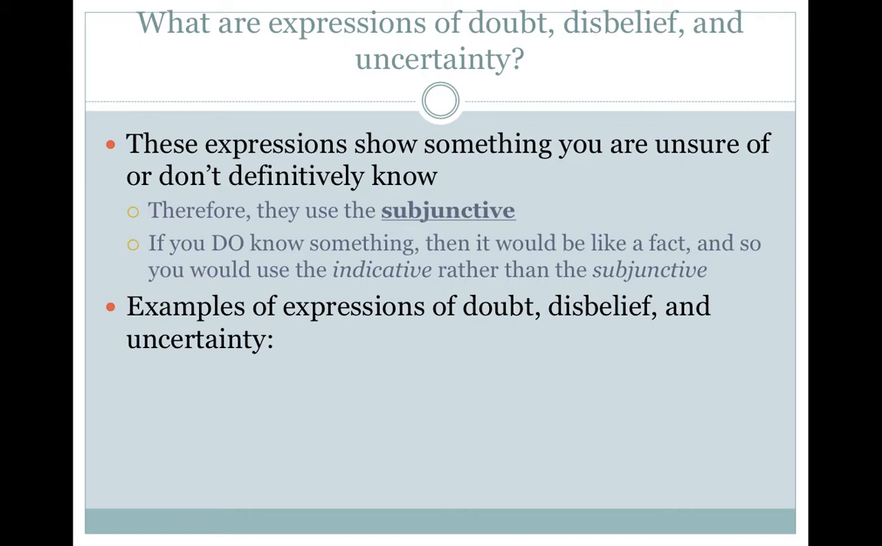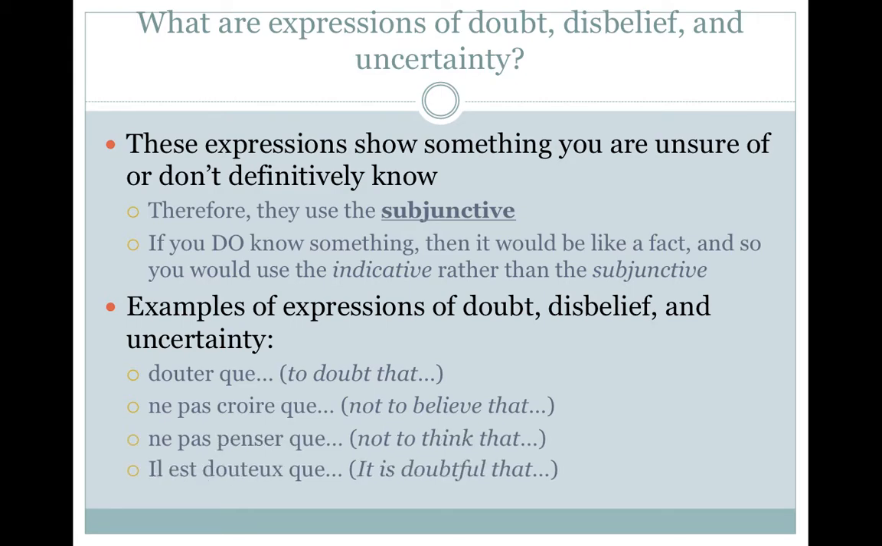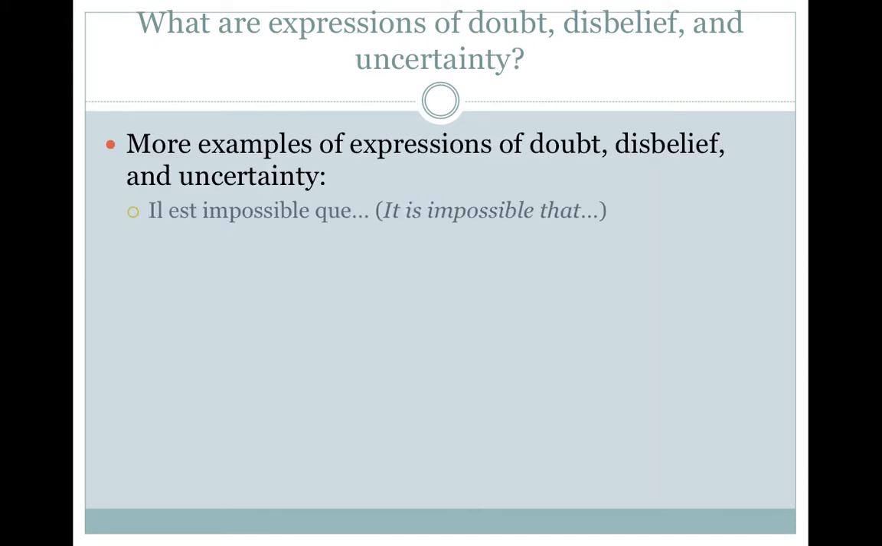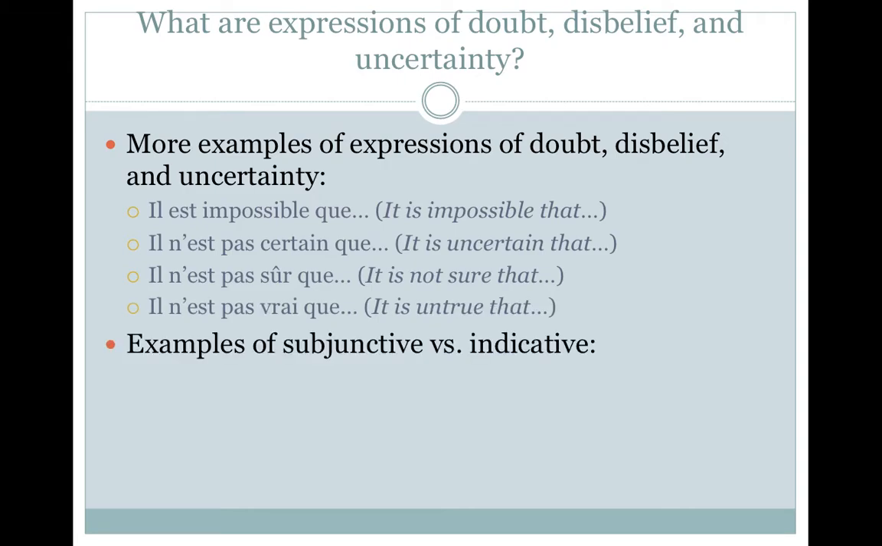So here are some examples of expressions of doubt, disbelief, and uncertainty that will use the subjunctive. Douter que, to doubt that. Ne pas croire que, not to believe that. Ne pas penser que, not to think that. Il est douteux que, it is doubtful that. Il est impossible que, it is impossible that. Il n'est pas certain que, it is uncertain that. Il n'est pas sûr que, it is not sure that. Il n'est pas vrai que, it is untrue that.